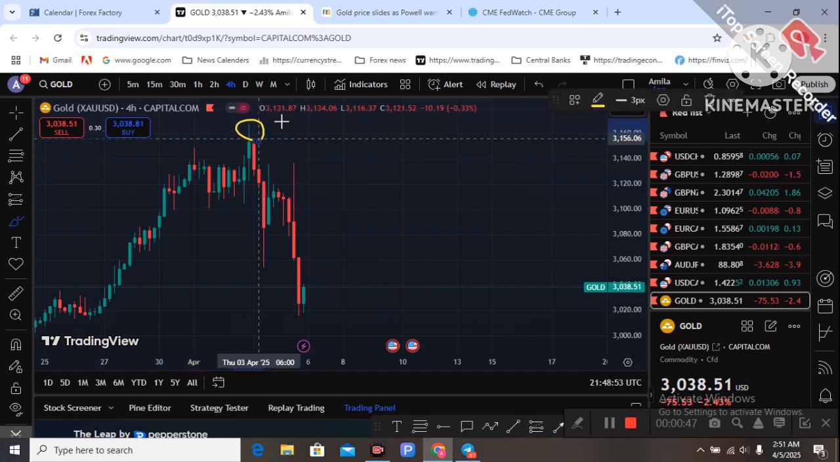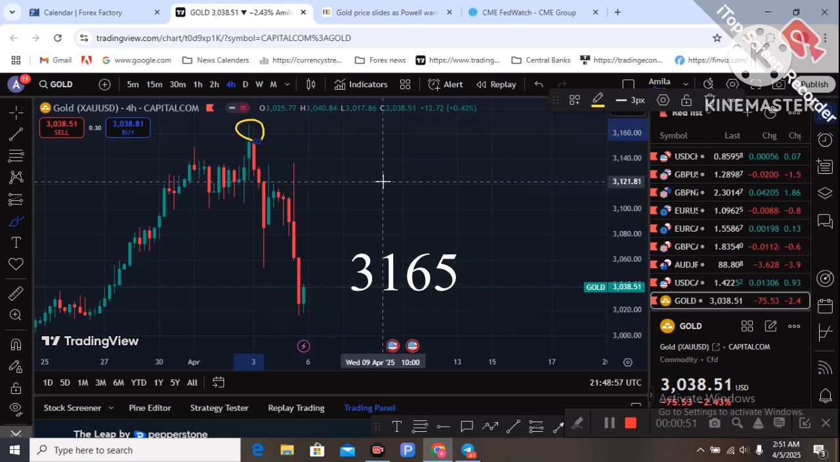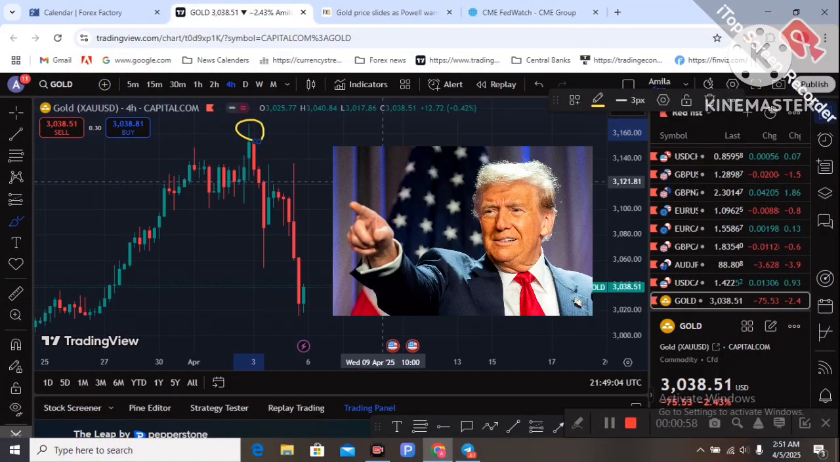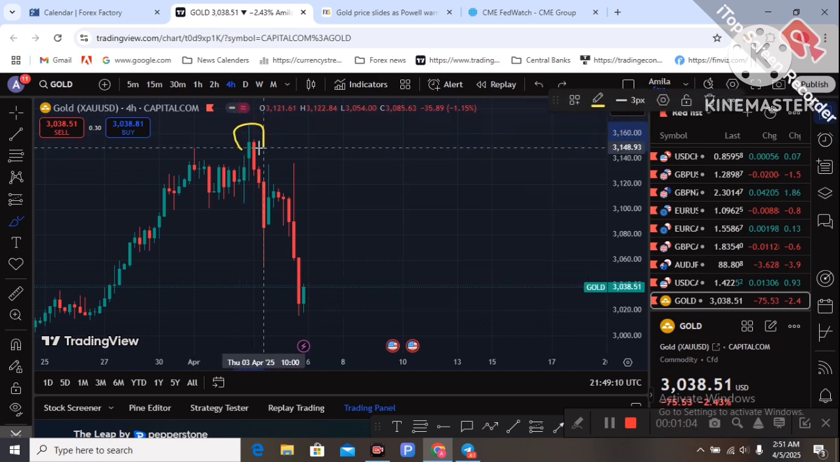Gold price made a new all-time high of 3165 last week. This is also a fake-out of the technical setup. Donald Trump's tariffs applied to countries, and the trade war activities are the main reason for gold demand, and this was the fake-out of last week's technical setup.